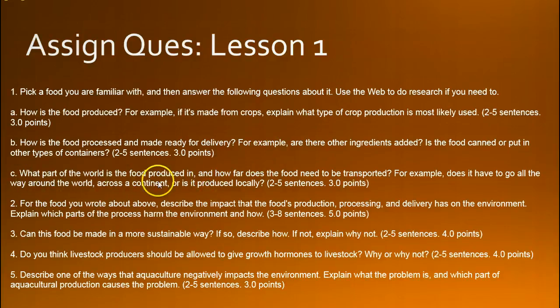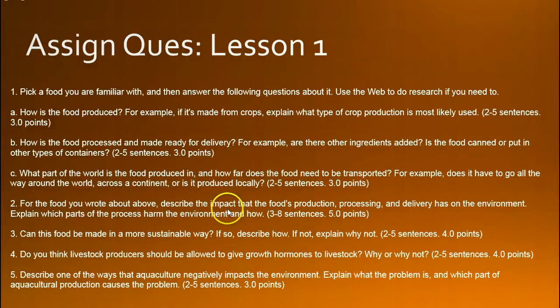What part of the world is the food produced in? How far does the food need to be transported? For example, does it have to go all the way around the world, across the continent, or is it produced locally? For me, if I say corn, I can get corn when I go back into Nebraska, or when I buy corn from the store. It's probably not being transported from across the world. Some farm in the United States is producing that corn. But if you chose a different product that maybe is not produced in the United States, then that might adjust your answer for this question.